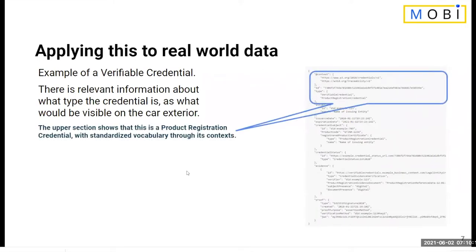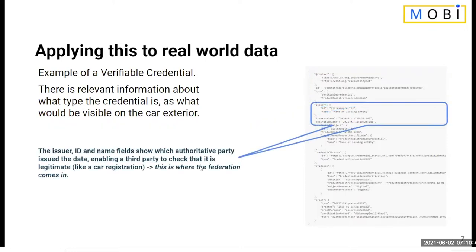So the top part here, the upper section, shows that this is a product registration credential with a standardized vocabulary through the context, right? It's a credential because it says so, and it gives you a resolvable link to the ontology that is used to construct not only the credential, but most importantly, the content of the credential subject, which is coming up very shortly. It also has an issuer, an ID, and name fields that show which authoritative party issued the data. So you can now, as a third party, check that it is legitimate, like a car registration.